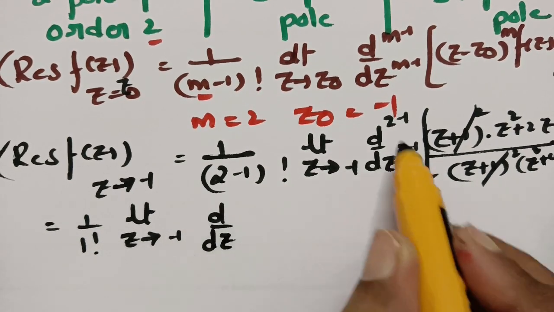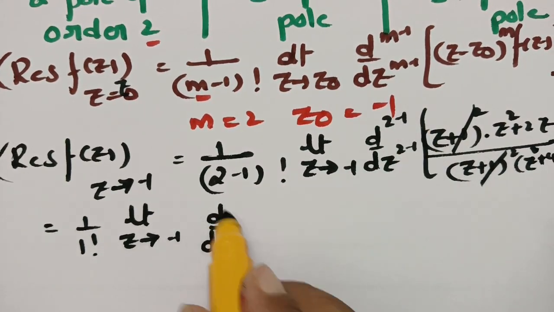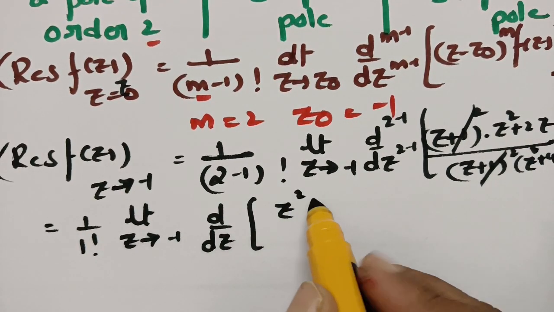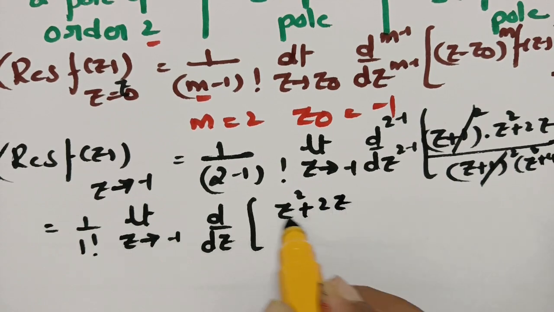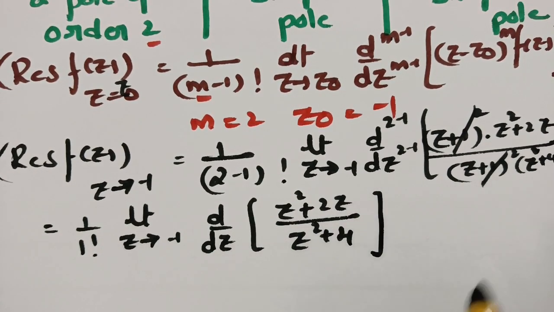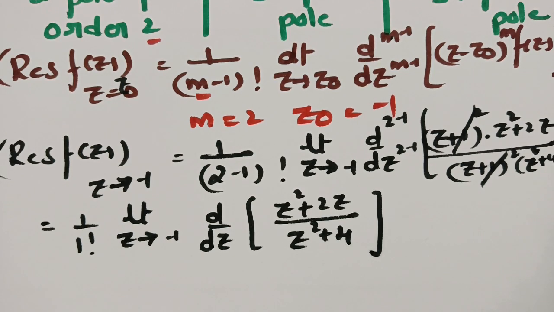This is d by dz. 2 minus 1 is 1 time. One time we have to make a derivative for the remaining function, that is z square plus 2z by z square plus 4.